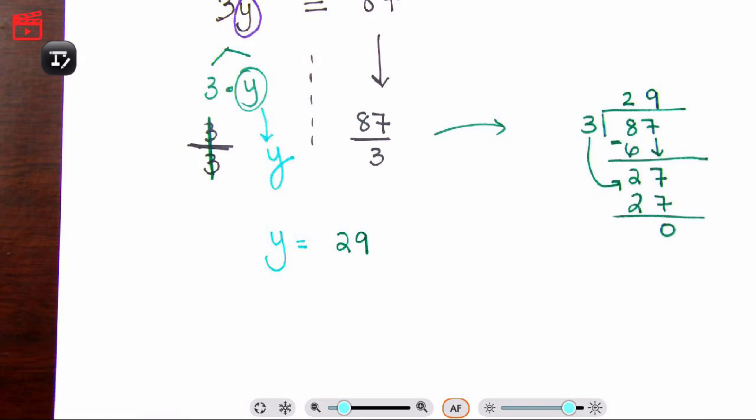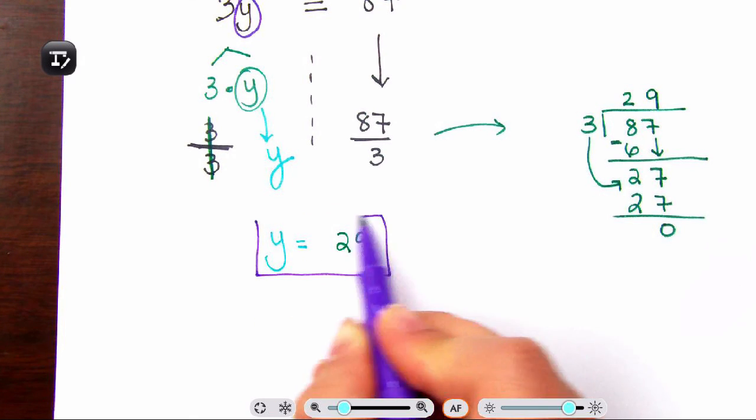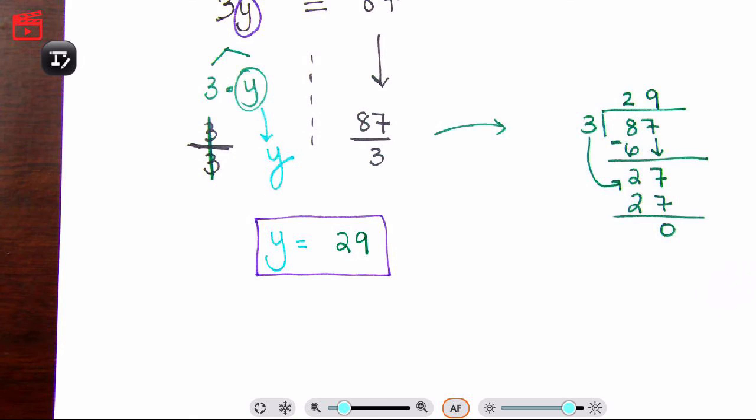Now, are we done? Did we reach our goal? Yes. Finally, we can put a box around this because our objective is to get y by itself. Is y by itself? Absolutely 100% yes, it is by itself. Therefore, we are done and we have solved the equation. All right, guys, this wraps up this very brief video of how to solve one-step, two-step, and multi-step equations.